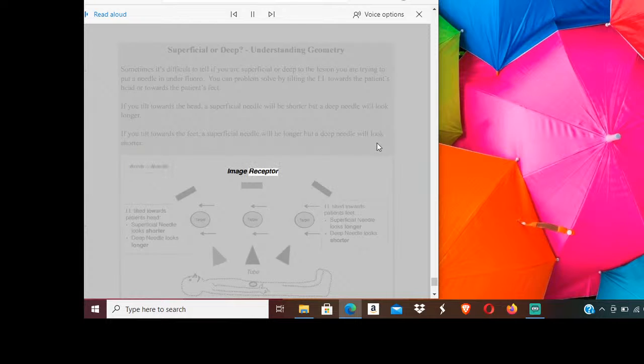Arrow equals needle, I equals image receptor. I tilted towards the patient's head: a superficial needle looks shorter, a deep needle looks longer. I tilted towards the patient's feet: a superficial needle looks longer, a deep needle looks shorter.